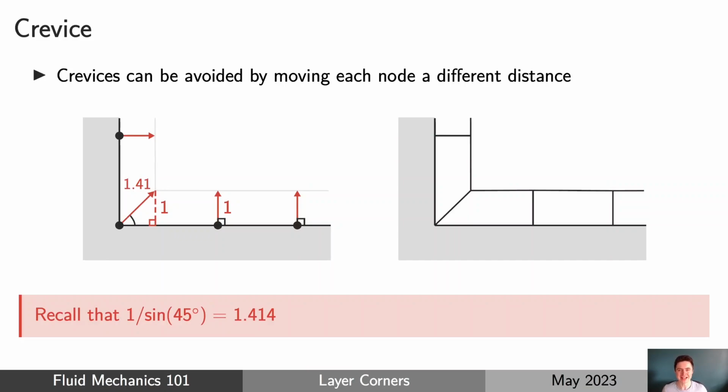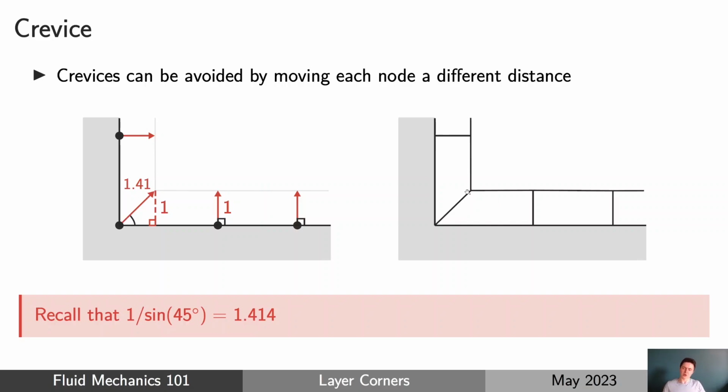Well, the easy solution here is when we're projecting the nodes off the surface in the direction of the normal vectors, the trick is to not move all the nodes the same distance. If we actually think of this corner node, rather than moving it a distance of 1, we could move it a distance of 1 over sine 45, if you think of the right angle triangle, so a distance of 1.41. Then the second layer here is at the same height off the wall, and we're not generating the crevice here, and you can see that the angle at that corner is much better. So the skewness of these cells is improved.